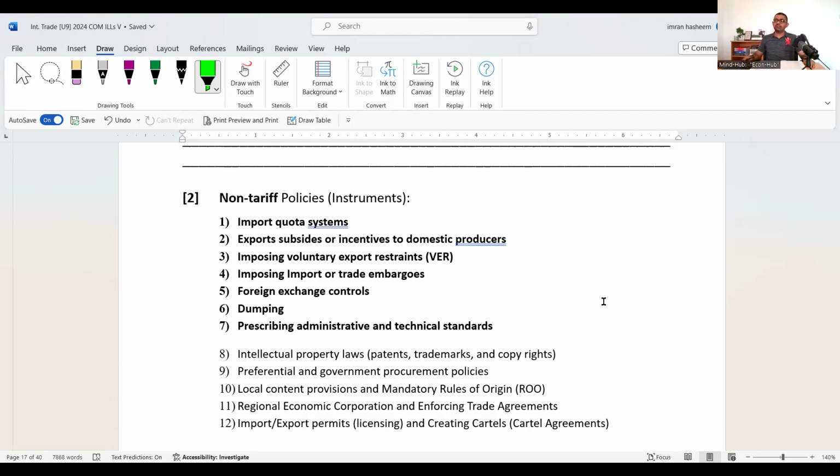Then non-tariff. Import quota systems. We can restrict imports and say that for these products, or this particular type of products, the maximum we can bring into the country in a year is restricted with a quota.